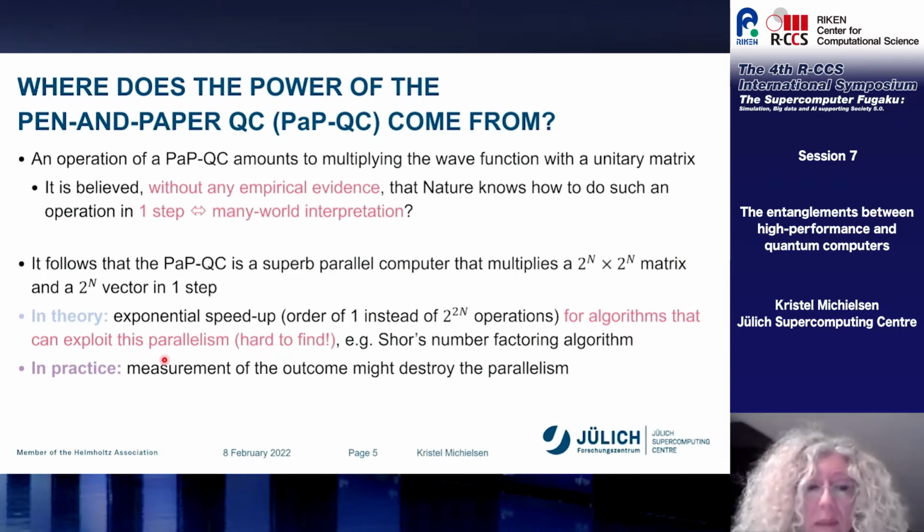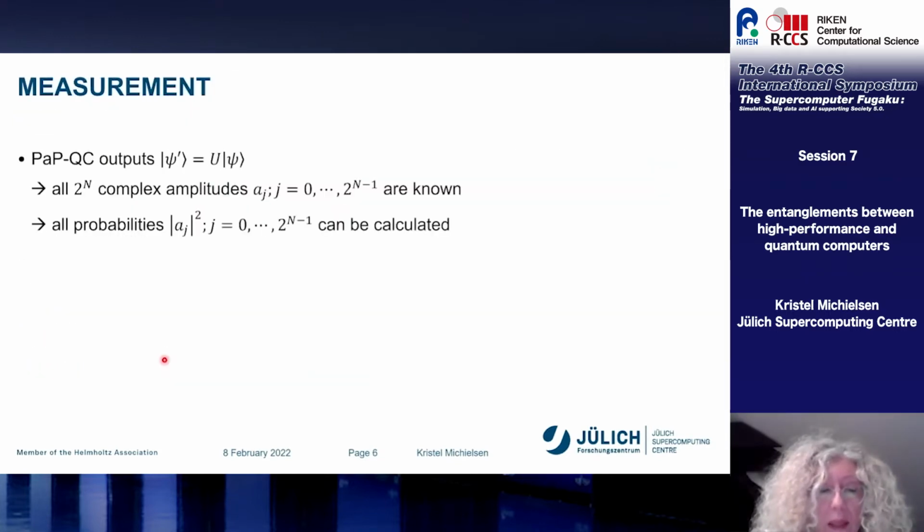So that's in theory. In practice, if we have a quantum computer that did something, we also have to find out what the outcome is. And therefore, we have to measure. And it's exactly this measurement that might destroy the parallelism. And I will here shortly indicate why. So the output of the pen and paper quantum computer can be written as another state psi prime, which is just the result of this unitary operation operating on the state psi.